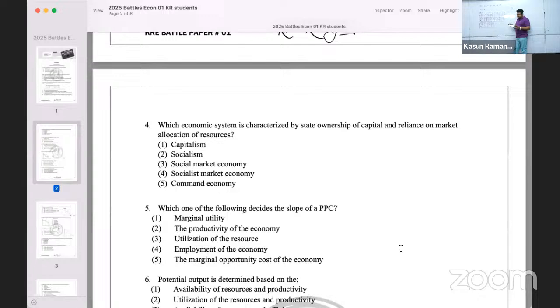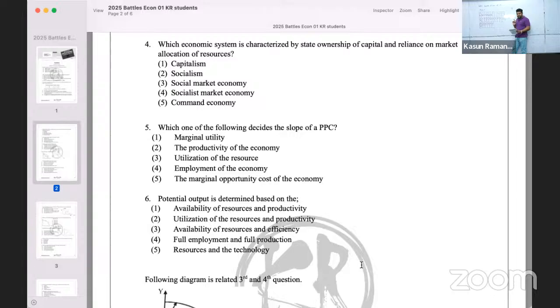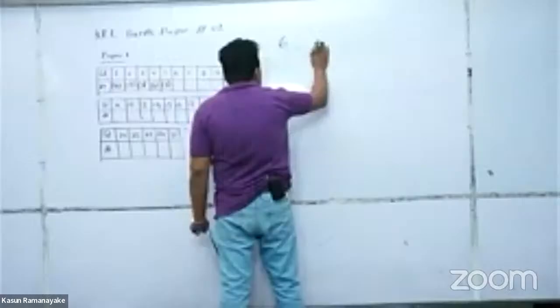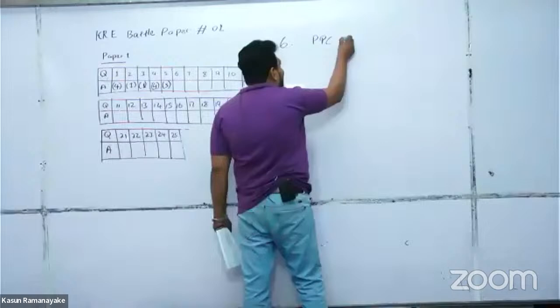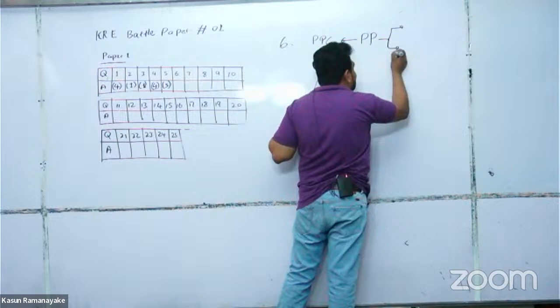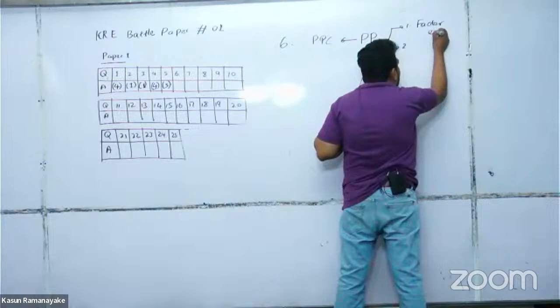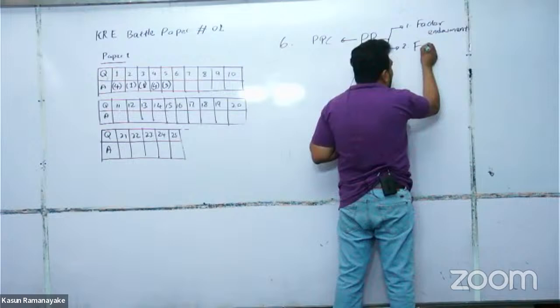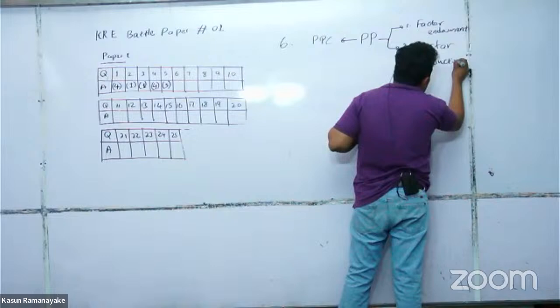Question six. Potential output is determined based on. Remember, now look at the board. Potential output, when I have just told you, is reflected by the PPC, no? That is potential output or production possibility. Potential output or production possibility is determined based on two things. One thing is factor endowment. What is factor endowment? The number of resources of the economy. The other one is factor productivity, that is the ability of one resource to generate output.